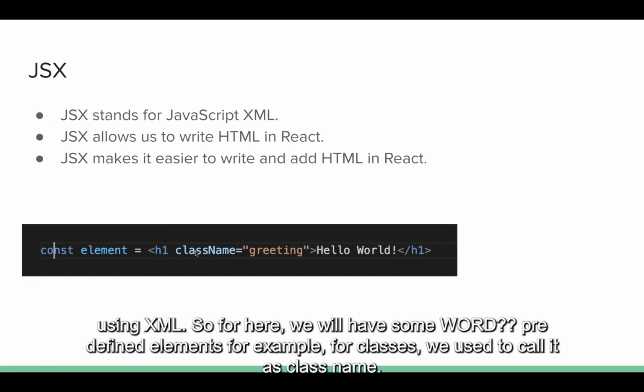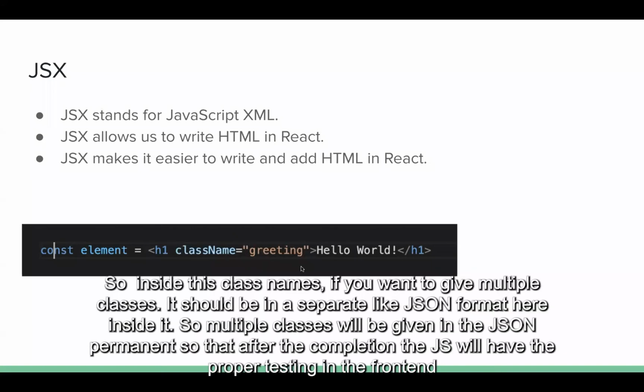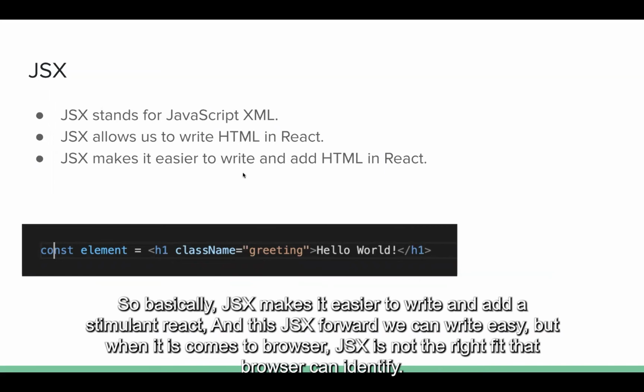Here we have some predefined conventions. For example, for classes, we call it className. Inside this className, if you are going to give multiple classes, it should be in curly brackets, like JSON format inside it. Multiple classes will be given in this format so that after the compilation, the JS will have the proper HTML for the front end. Basically, JSX makes it easier to write and add HTML in React. So that is why JSX.